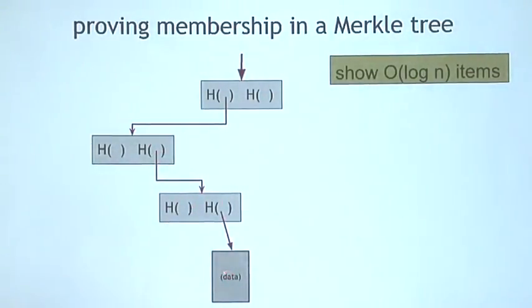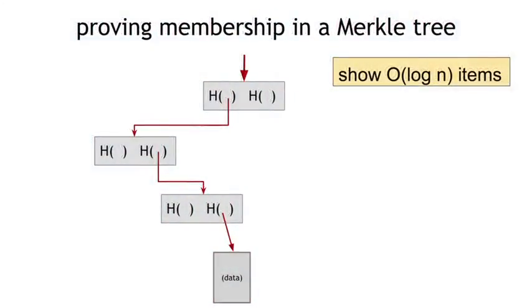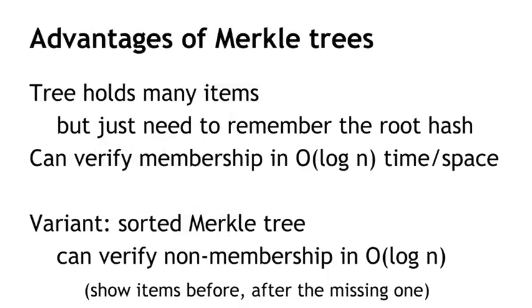And just by verifying the hashes up to the root, we can verify that this data block was in the Merkle tree. So that takes about log n items that we need to be shown, and it takes about log n time for us to verify it. And so with a very large number of data blocks in the Merkle tree, we can still prove membership in a relatively short time. Okay, so Merkle trees have various advantages. One advantage, of course, is the tree holds many items, but we just need to remember the one root hash, which is only 256 bits. We can verify membership in a Merkle tree in logarithmic time and logarithmic space.